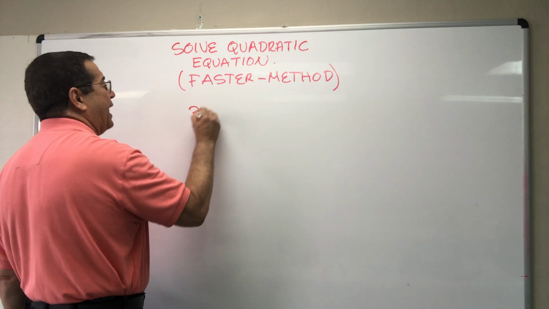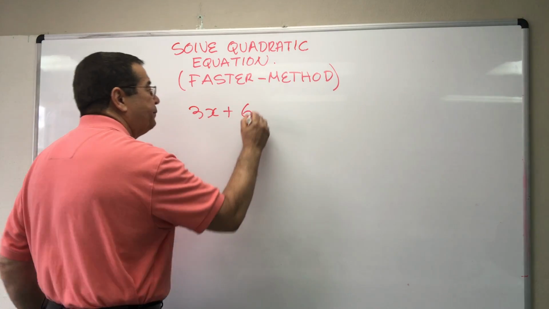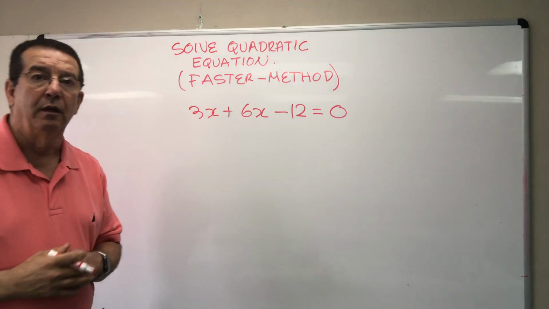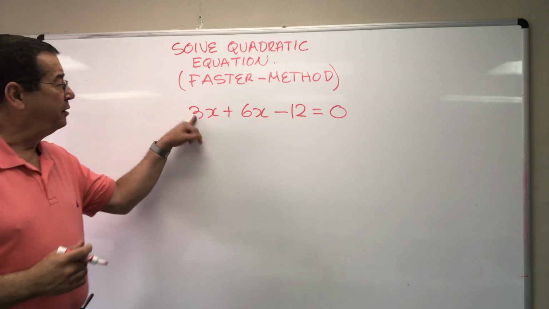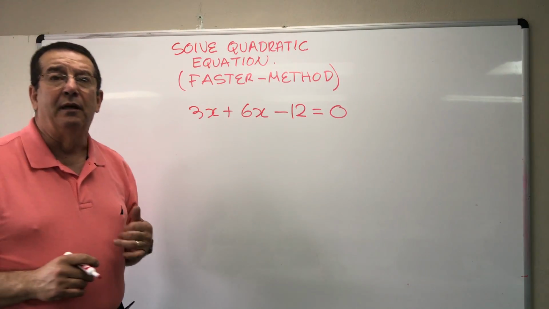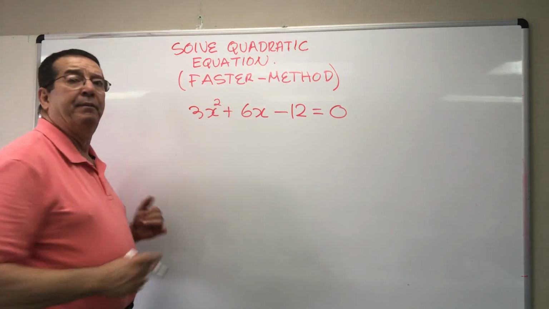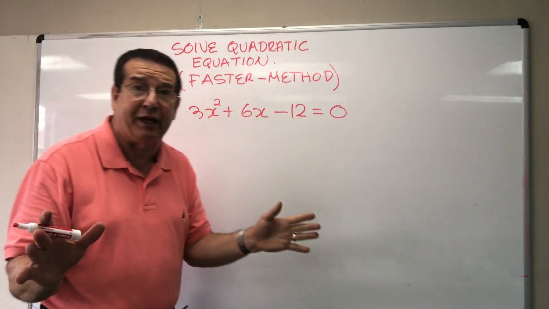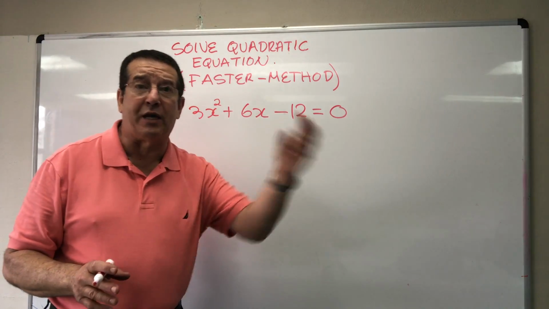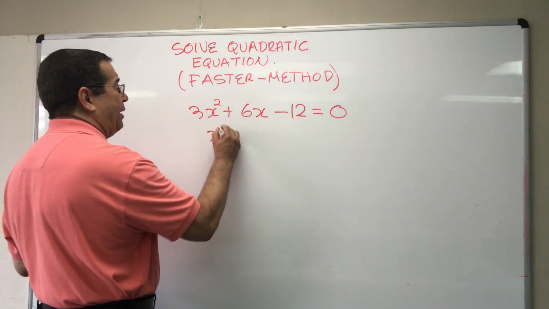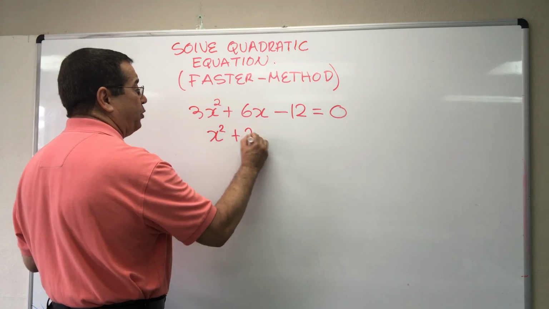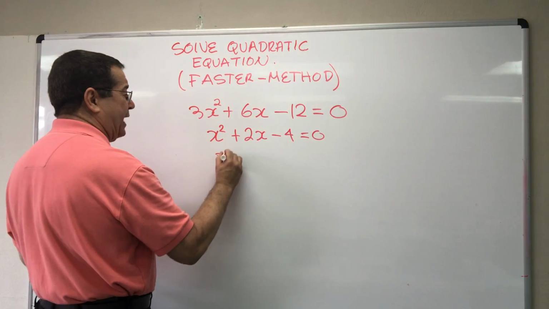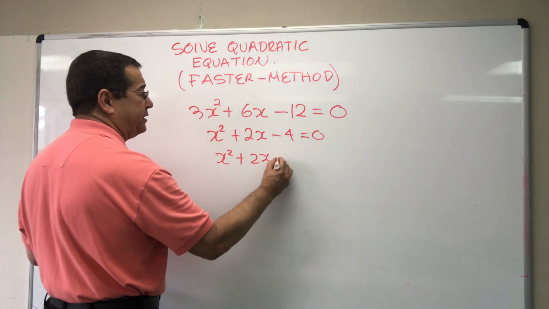This is 3x squared plus 6x minus 12 equals 0. Then the first step is to eliminate the 3. Because I need to eliminate the 3 from the coefficient here, I divide everything by 3. I divide the whole equation by 3. And when you divide by 3, you have x squared, plus 6x divided by 3 is 2x, and 12 divided by 3 is 4, equals 0. And you move the 4 to the other side: x squared plus 2x is equal to 4.